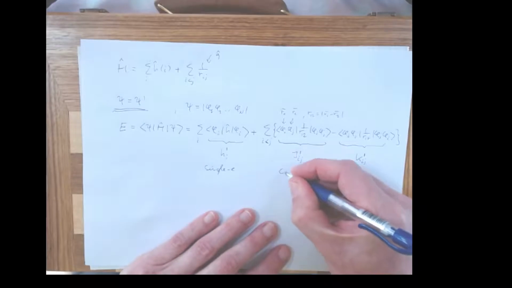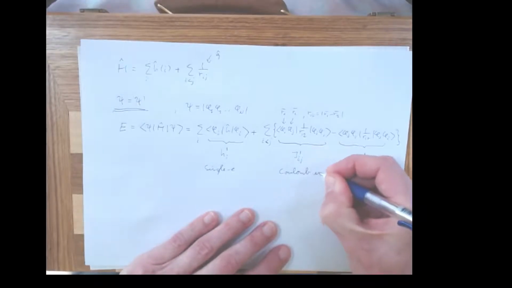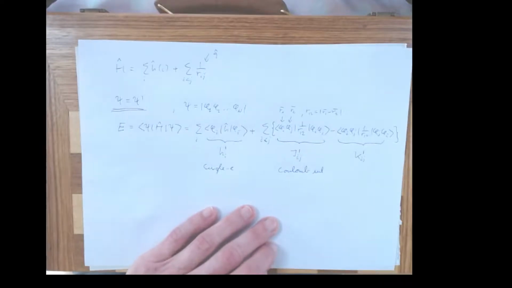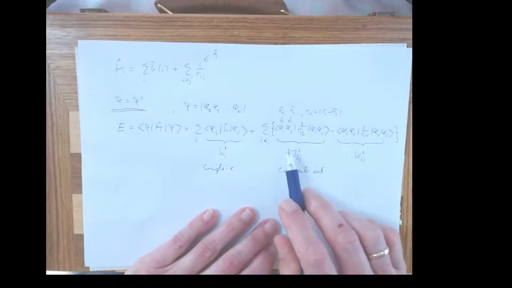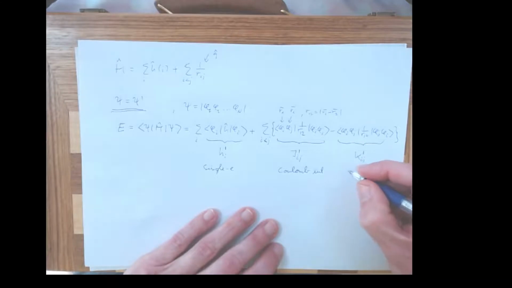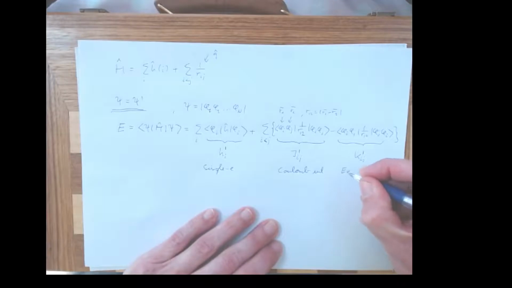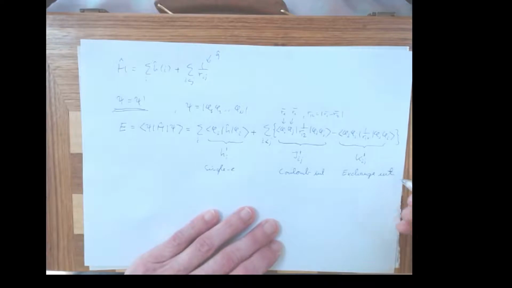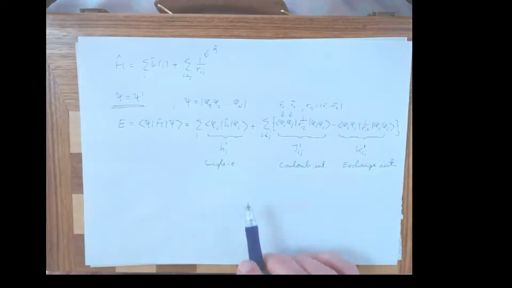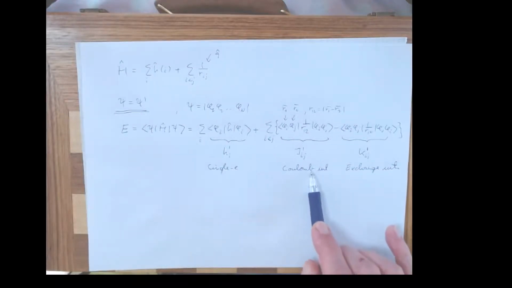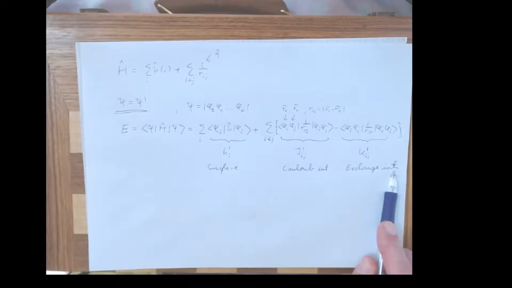Then there's this integral here. This is what we will call our Coulomb integral. And I'll show you in a moment why this is the natural name. And then there's this one over here where i and j are interchanged or exchanged, and this of course is an exchange integral. So my expectation value consists of single electron contributions, Coulomb integrals, and exchange integrals.